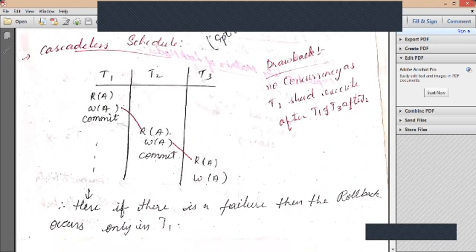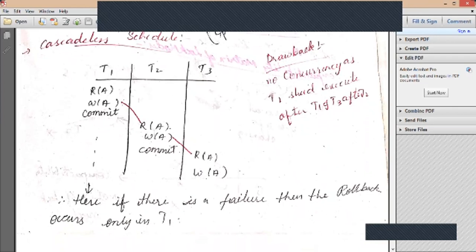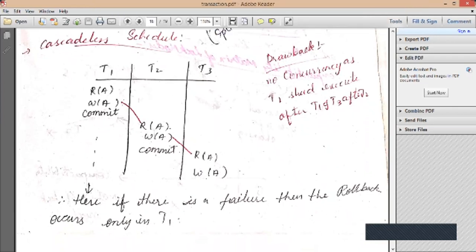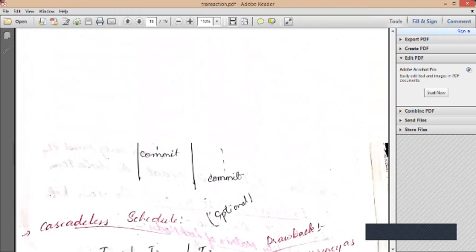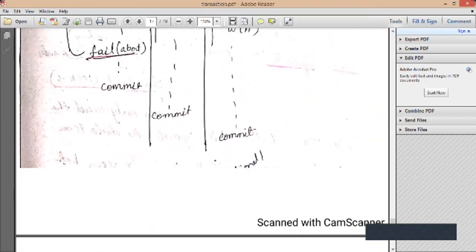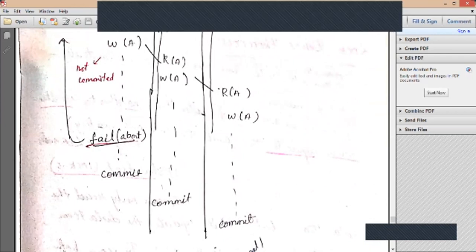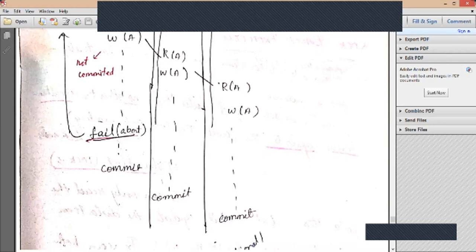Next we see the cascadeless schedule. In a cascadeless schedule you are reading and writing some operation and committing it. Once you have committed, then transaction T2 reads. This is the solution for cascading rollbacks. Before, after executing all the operations, it was committing at the end. Because of that, if there's a failure in between for T1, it rolls back, that triggers T2 to roll back, that triggers T3 to roll back.